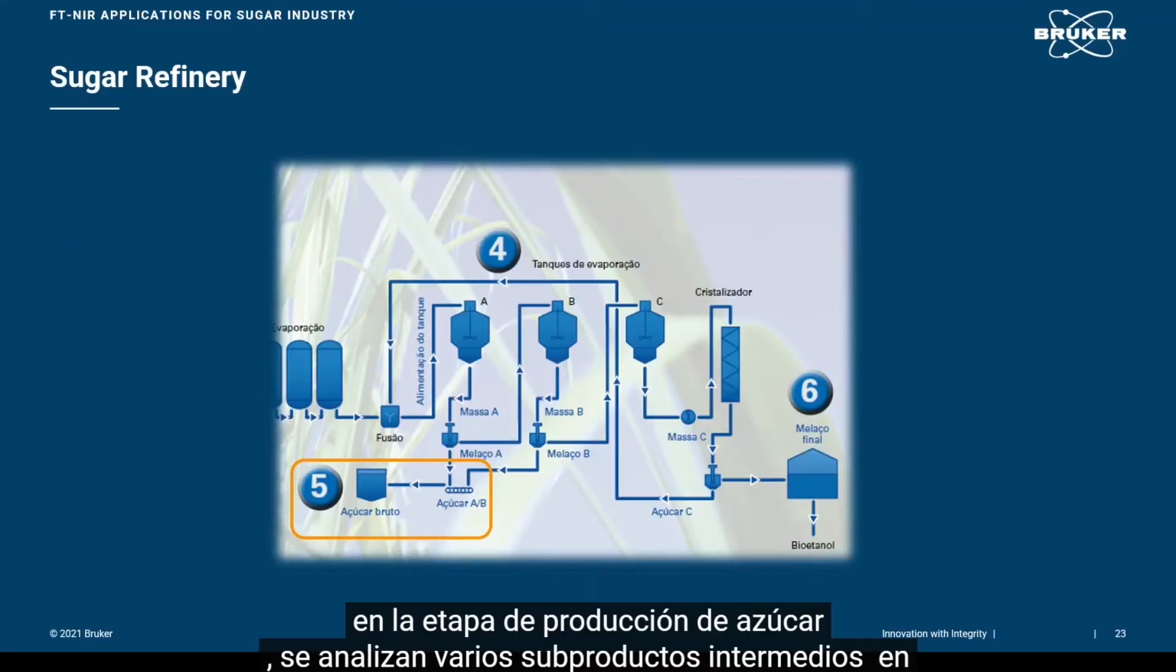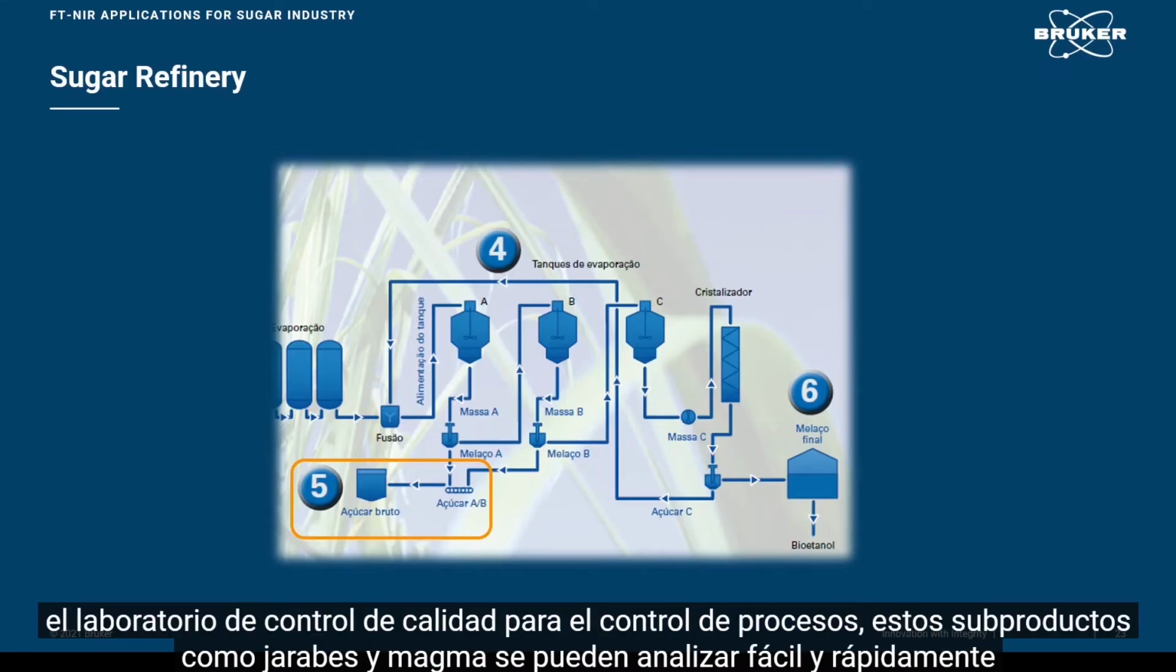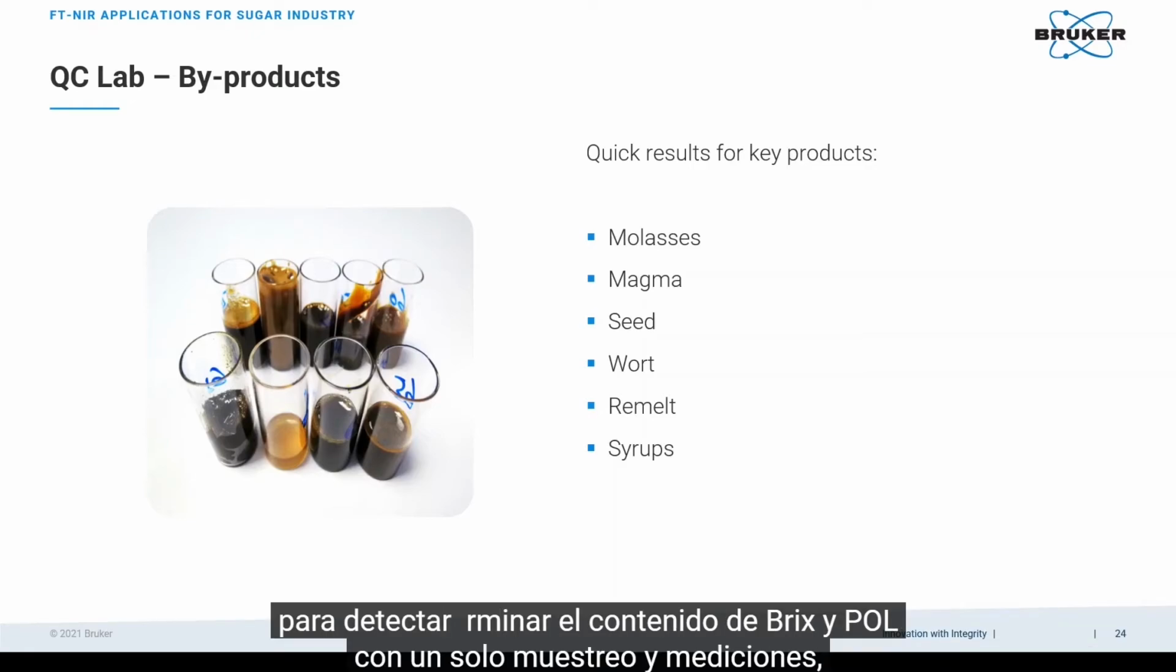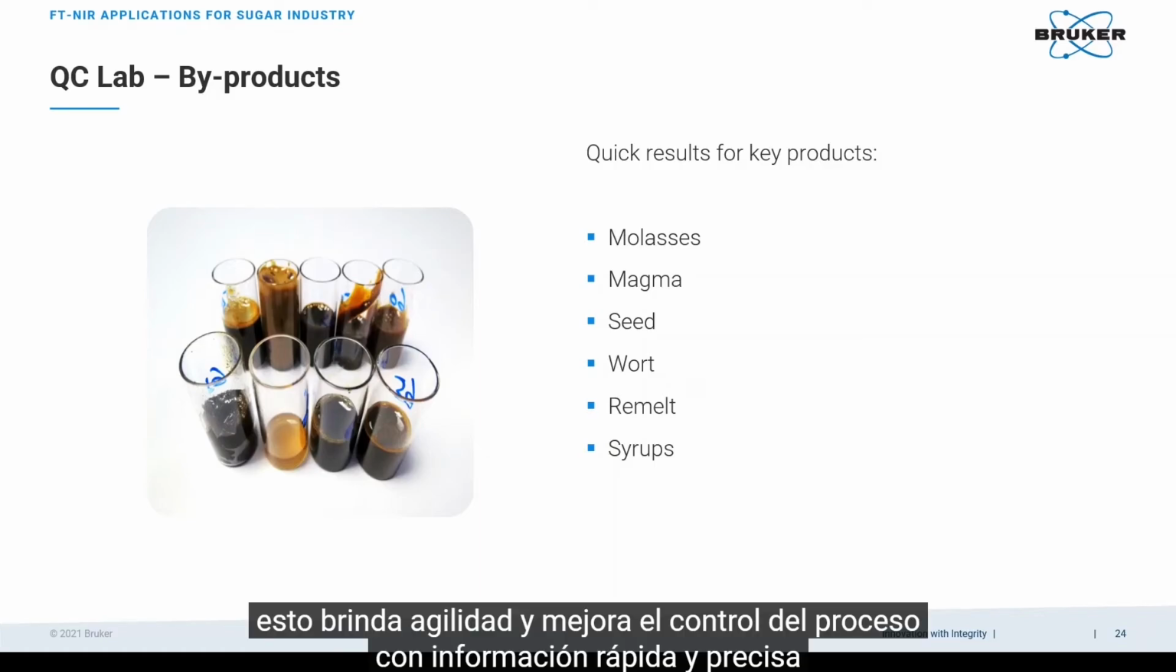At the sugar production stage, several intermediate byproducts are analyzed at the QC lab for process control. These byproducts, such as syrups and magma, can be easily and rapidly analyzed to determine the brix and pol content, both with a single sampling and measurement. This brings agility and improves the process control with fast and accurate information.